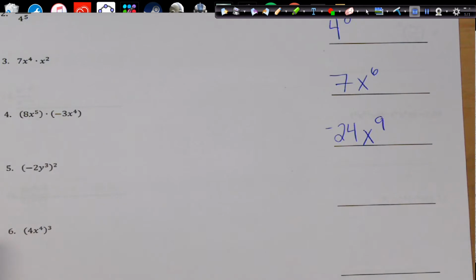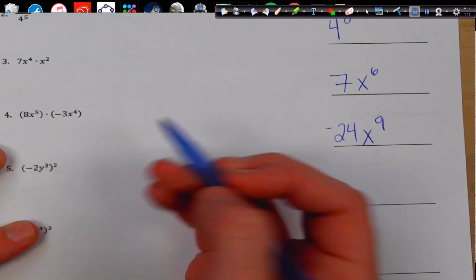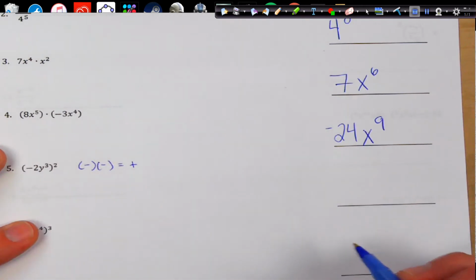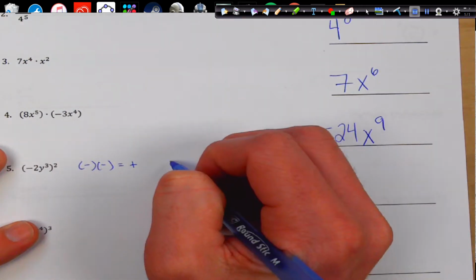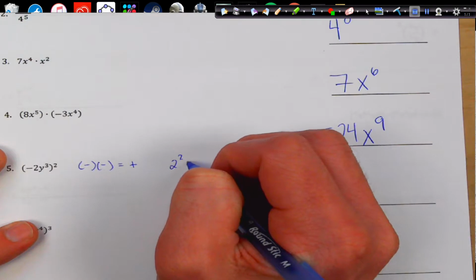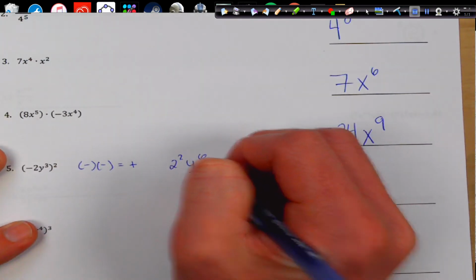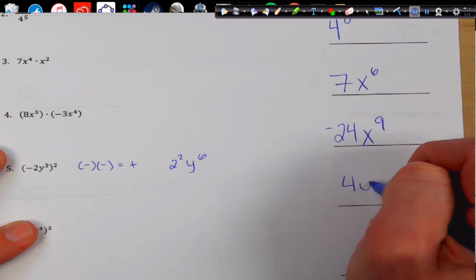A power to a power, now the whole thing's negative, but it's being squared. Remember, negative times a negative is going to equal a positive. So we know our value is positive. So we're going to get 2 squared, and y. 3 to the 2nd power is actually going to give us 6. It multiplies. So we're going to get 4 y to the 6th.